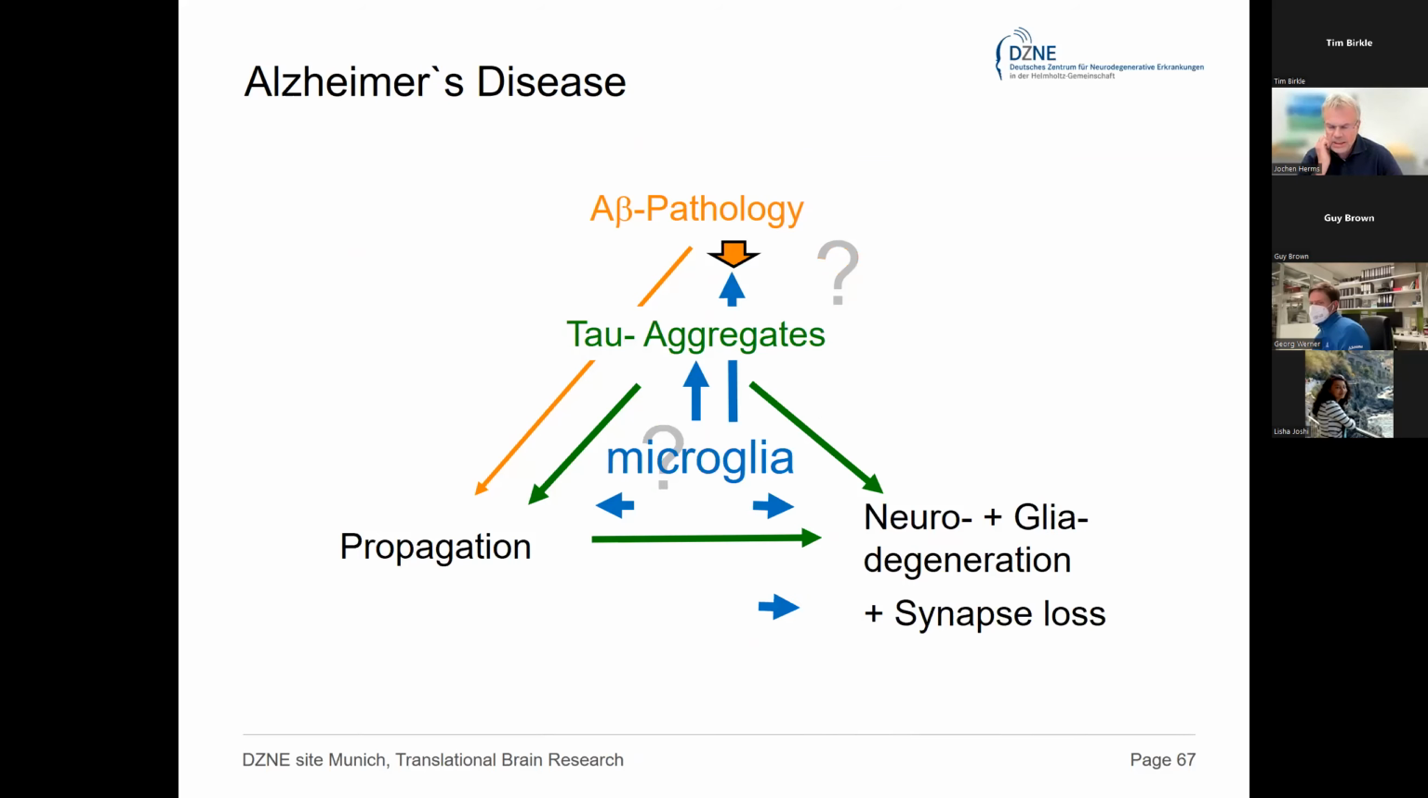And at this stage, I would like to introduce microglia, and microglia may fill this important gap in understanding the pathophysiology of Alzheimer's disease. So what is the evidence that microglia play such an important role?